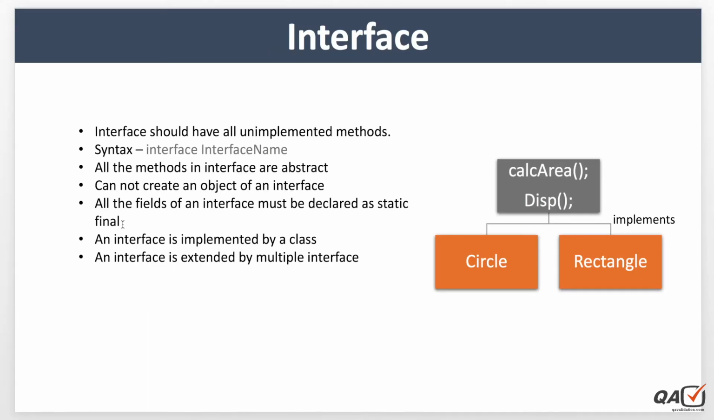Okay, an interface is implemented by a class, and an interface is extended by multiple interfaces. What it says is, if you have an interface, this is my interface and these are my child classes, so these classes will implement it. In abstract classes they extend, but here they implement. But there is again another thing, let me show you that.